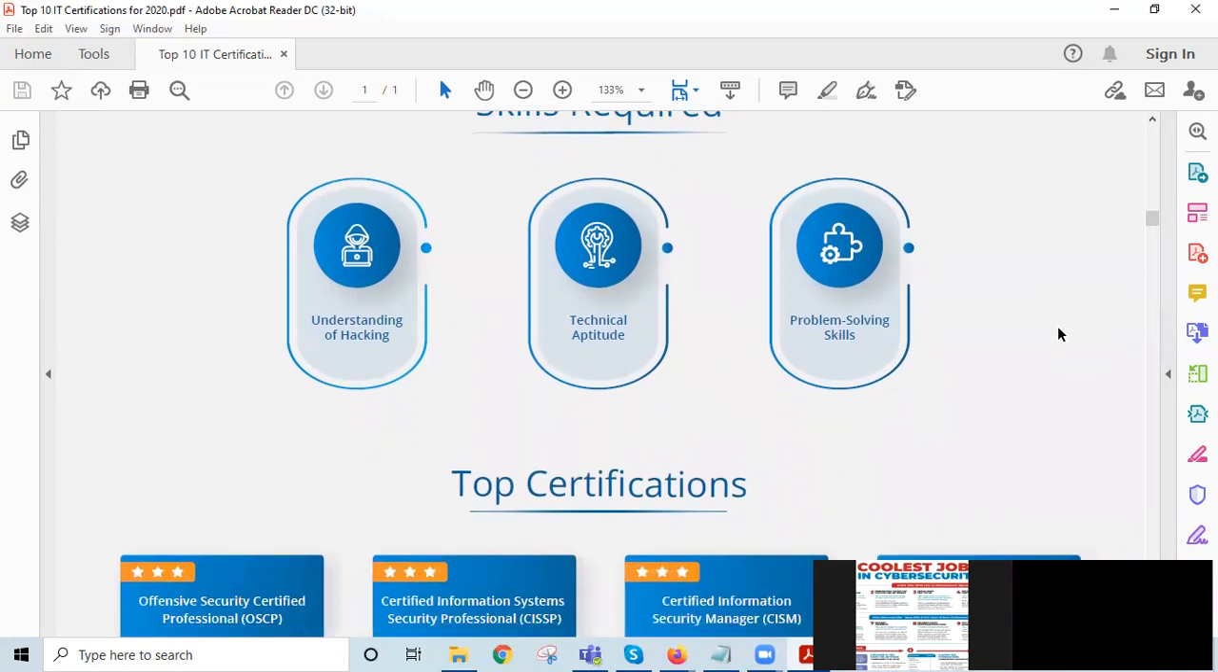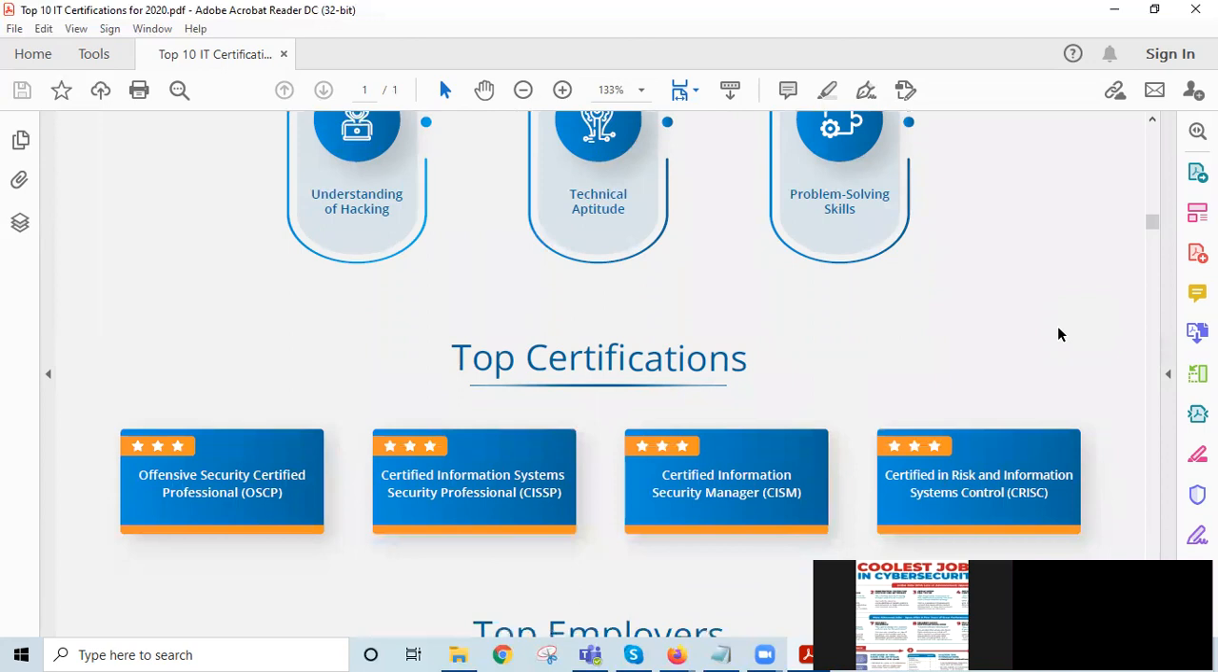And for the top certifications we're talking about here: OSCP for application security, CISSP for Certified Information Systems Security Professional, CISM for Certified Information Security Manager, and CRISC for Certified in Risk and Information Systems Control. Those are very advanced certifications I'm talking about here. So you are going to start your journey into cybersecurity. Go for step one, then step two, then step three, and then step four.